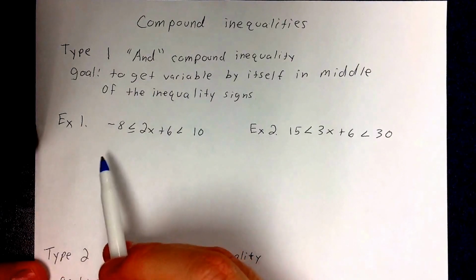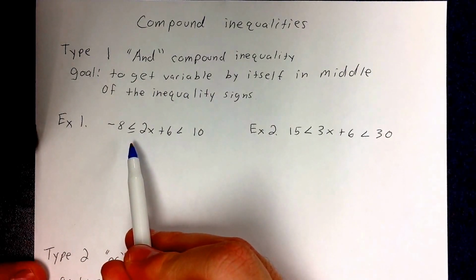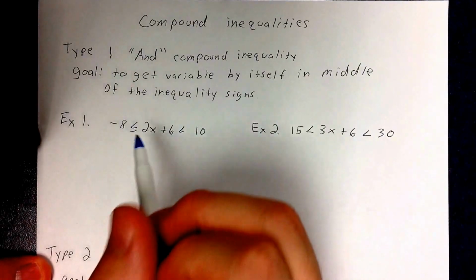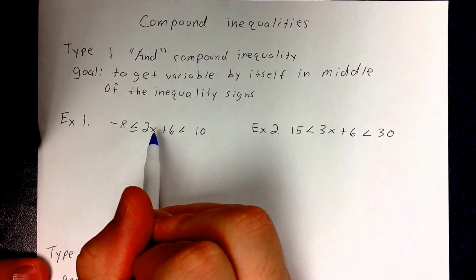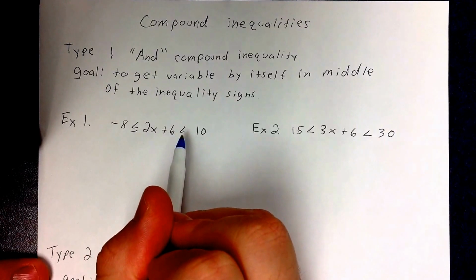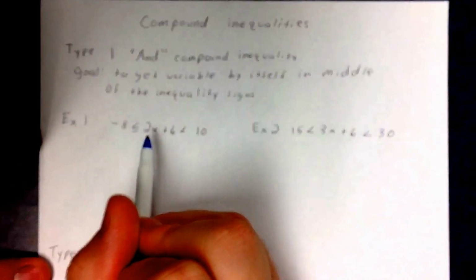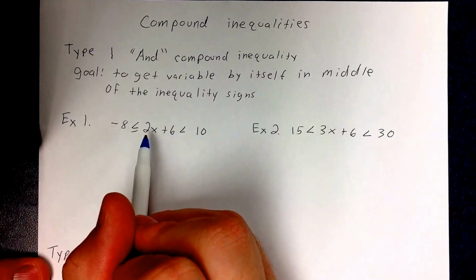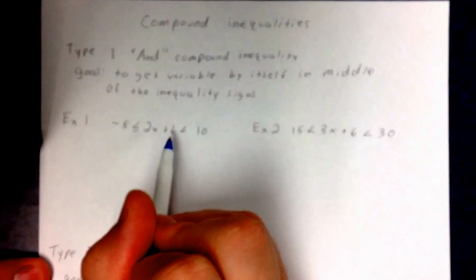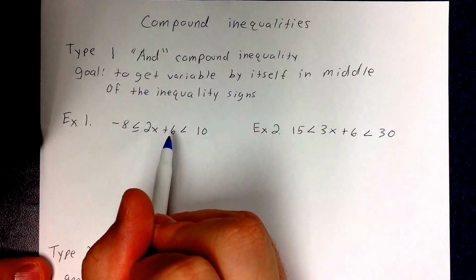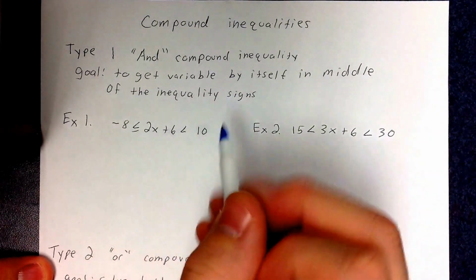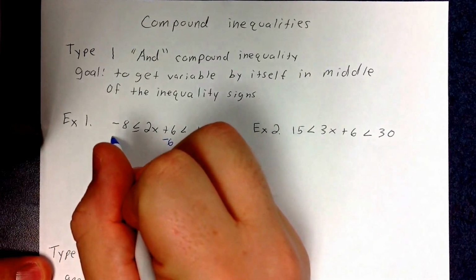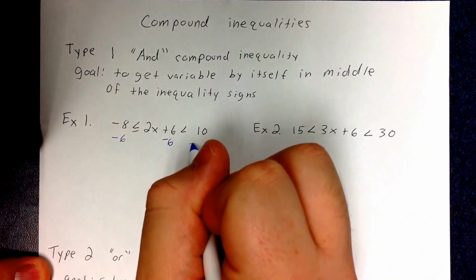So if I look at the first example, negative 8 is less than or equal to 2x plus 6, which is less than 10. So again, here's my variable that I'm trying to get by itself in between the two inequality signs. Well, why is the variable not by itself? It's not by itself because it's being multiplied by 2 and then added by 6. So again, we get rid of addition or subtraction first. So I get rid of the plus 6. So I'm going to minus 6 from the middle. And in this case, I have to minus 6 from the front and the back.